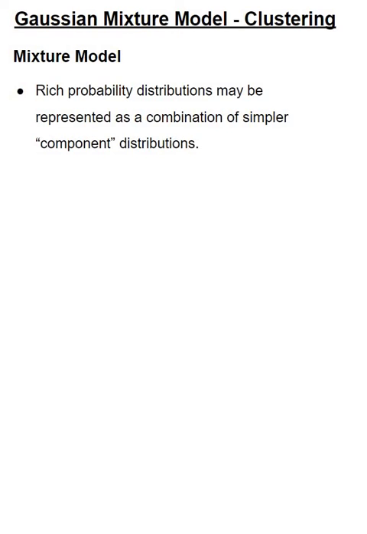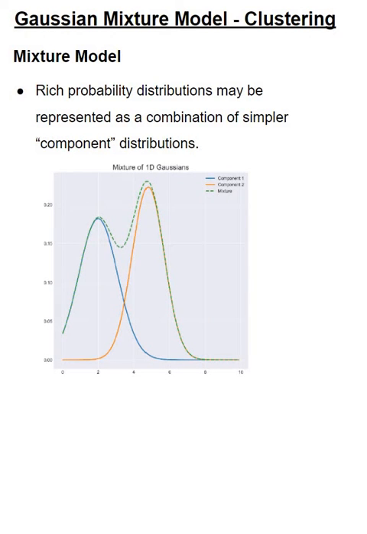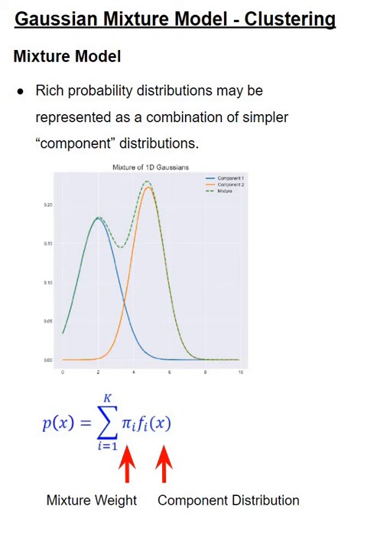Okay. Now let's turn our attention to mixture models in general and how they can help. First, rich probability distributions can be represented as a combination of component distributions. Shown here is a diagram where there's a green distribution which is being approximated with a combination of blue and orange distributions. Mathematically, it can be shown that P of x, which is the green distribution in our example, is equal to a sum of weighted component distributions, where pi is the mixture weight and f of x is the specific component distribution.